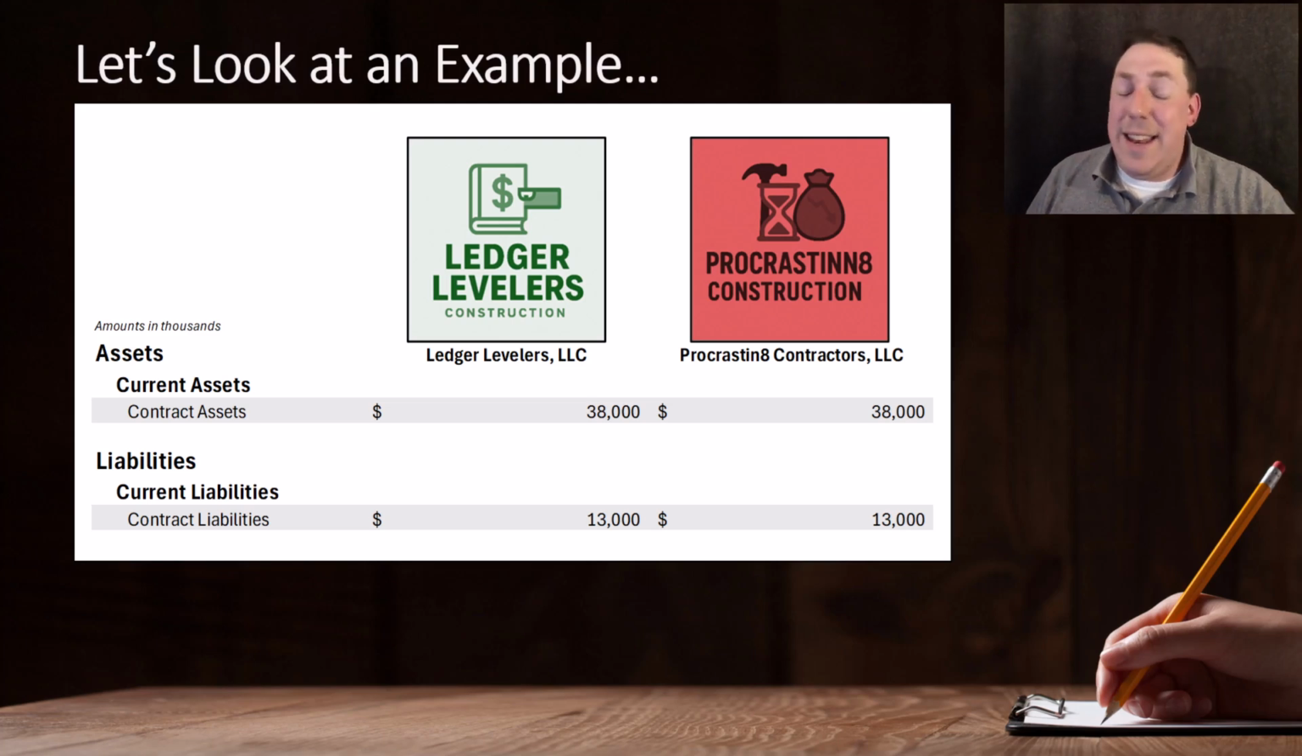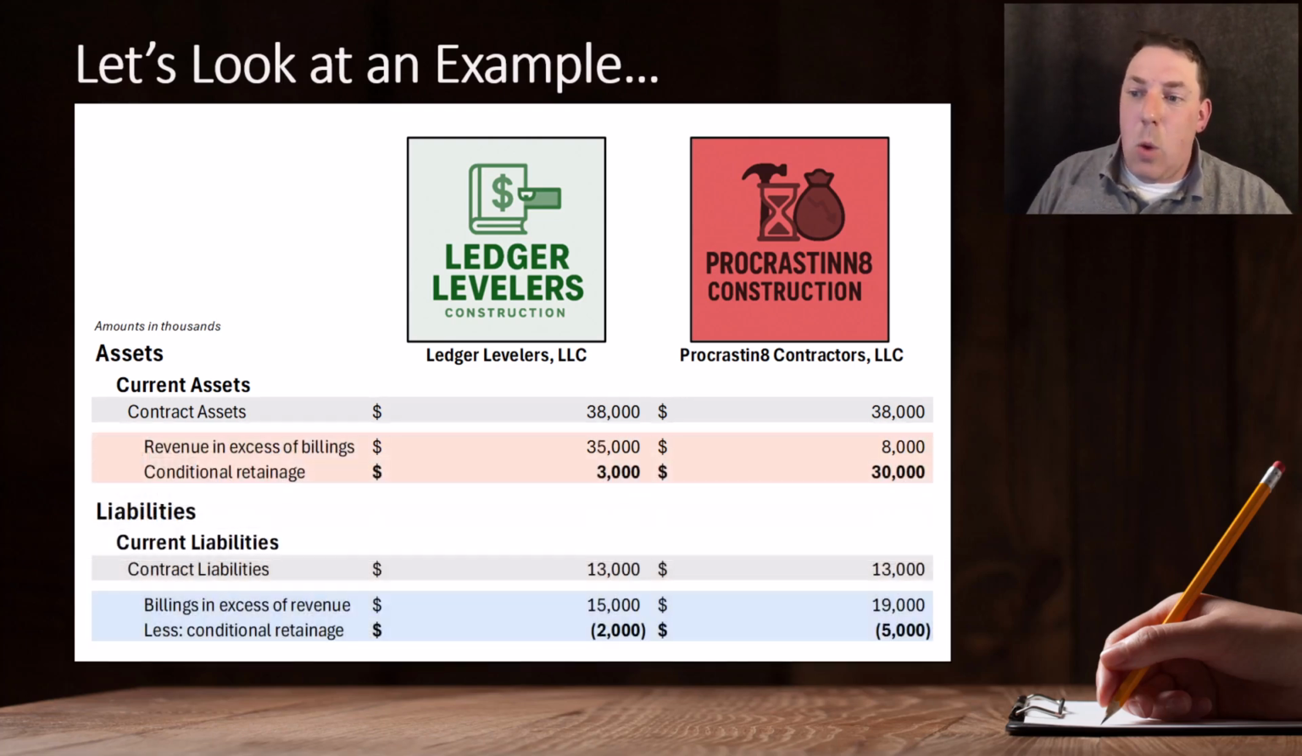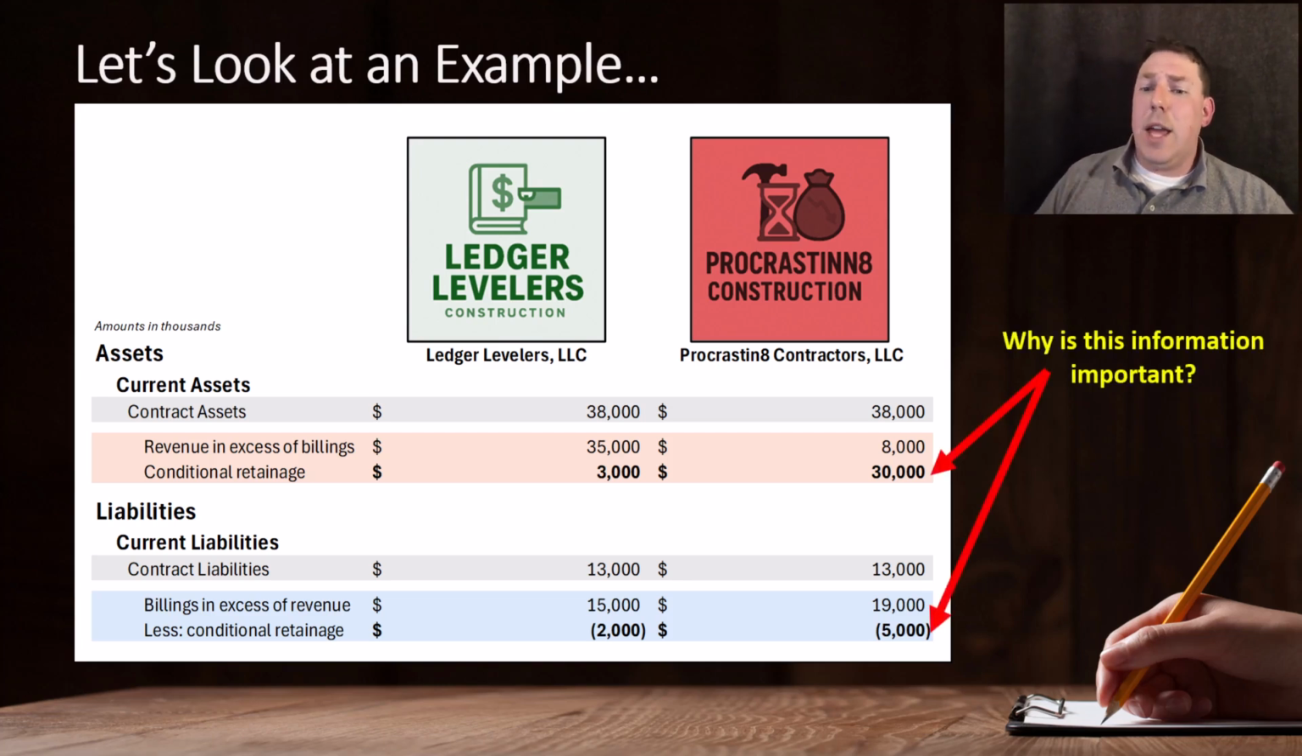Let's look at an example here of how presentation on the face of the financial statements currently looks. So typically, when it comes to retainage, you would only see this potentially. We've got our contract assets, contract liabilities in those gray lines. But within these balances, we could have conditional retainage included, as well as other items like revenue in excess of billings and billings in excess of revenue. And understanding what's in this mix helps give users of the financial statements valuable insight into the contractor's operations.